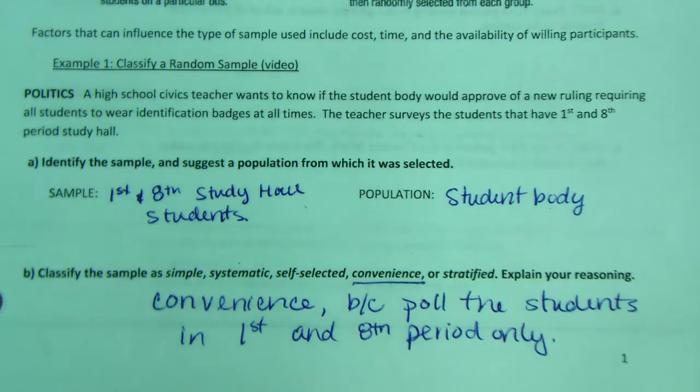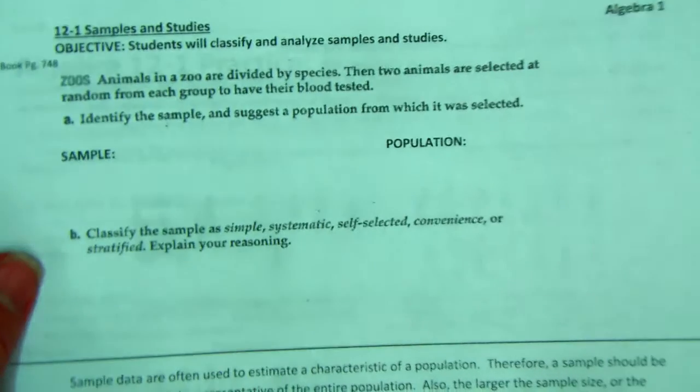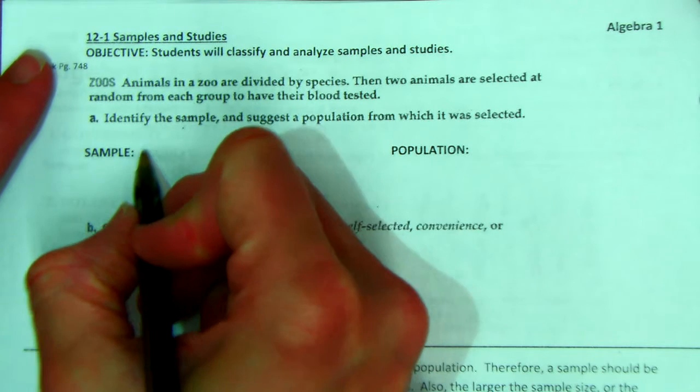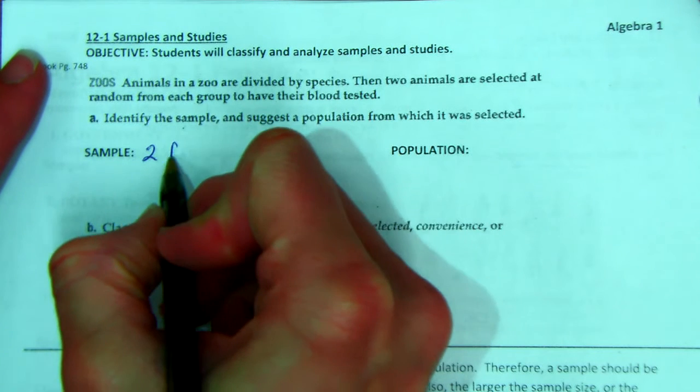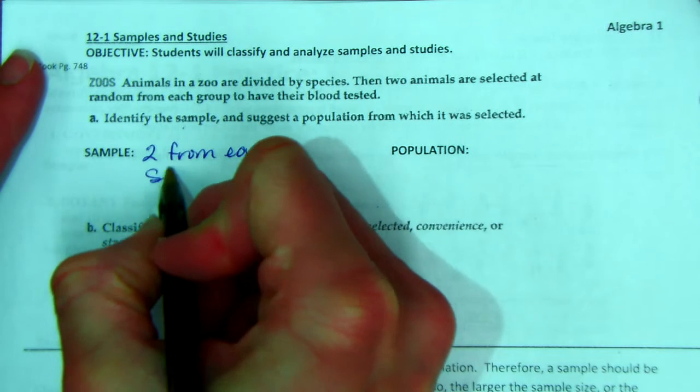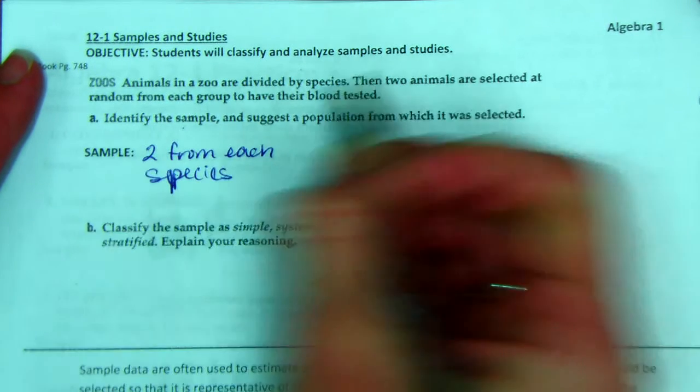Here's another example problem. All right, zoo animals. Animals at a zoo are divided by species. Then 2 animals are selected at random from each group to have their blood tested. Identify the sample. Okay, the sample is 2 from each species. Okay, and the population, all zoo animals.